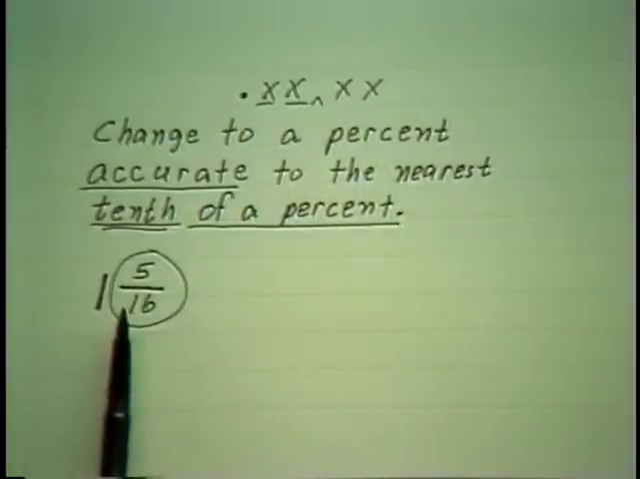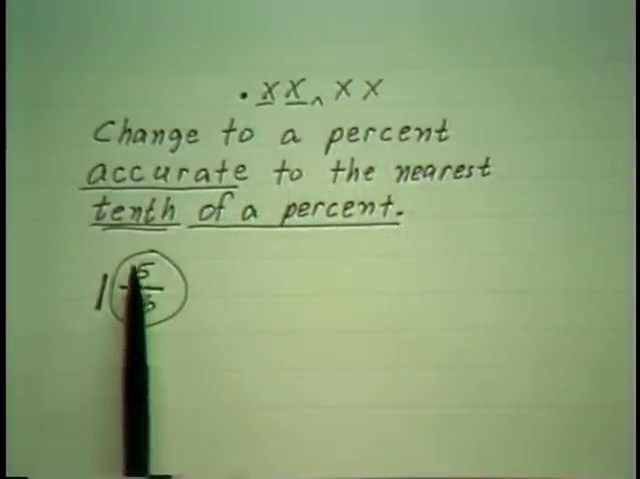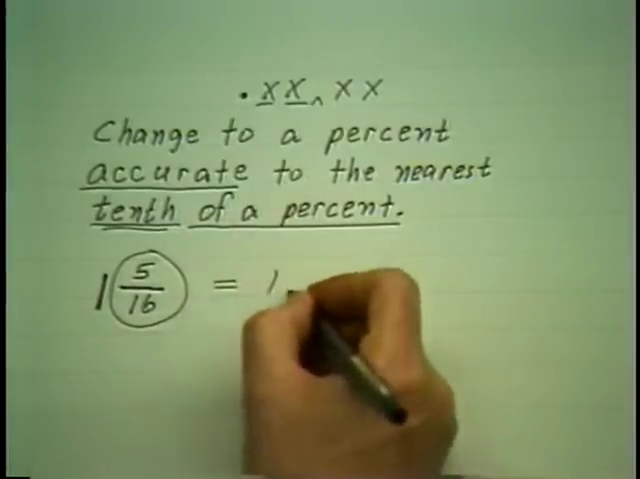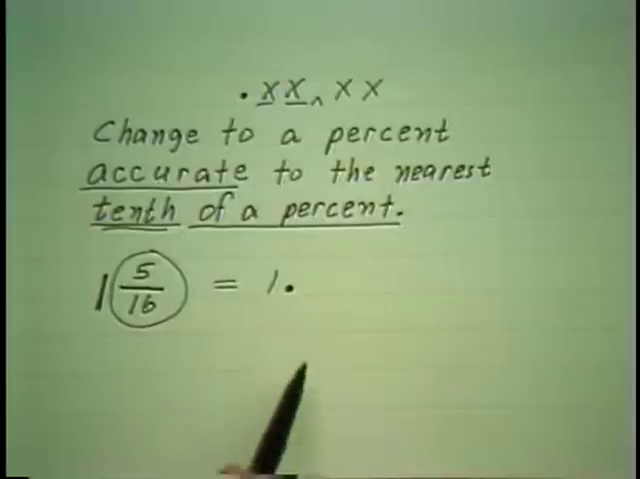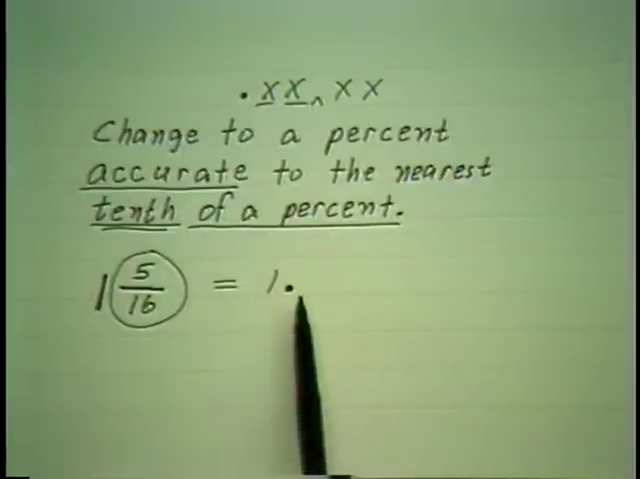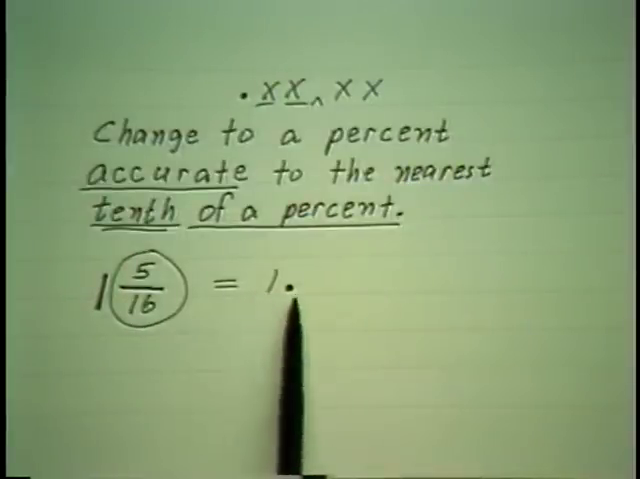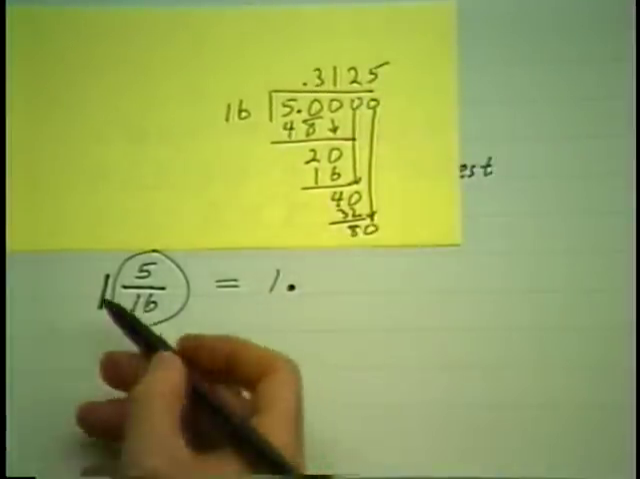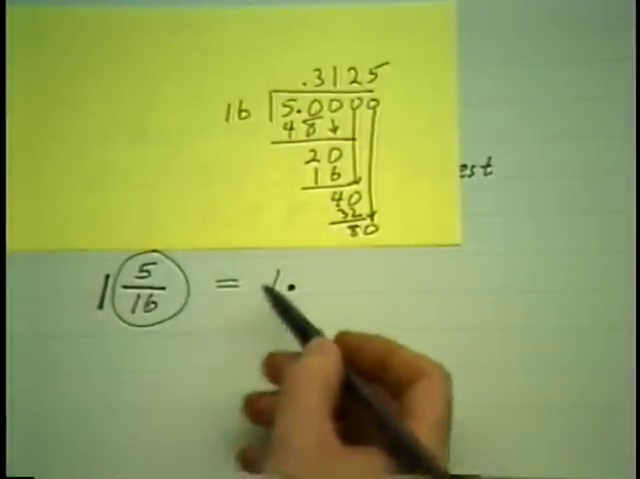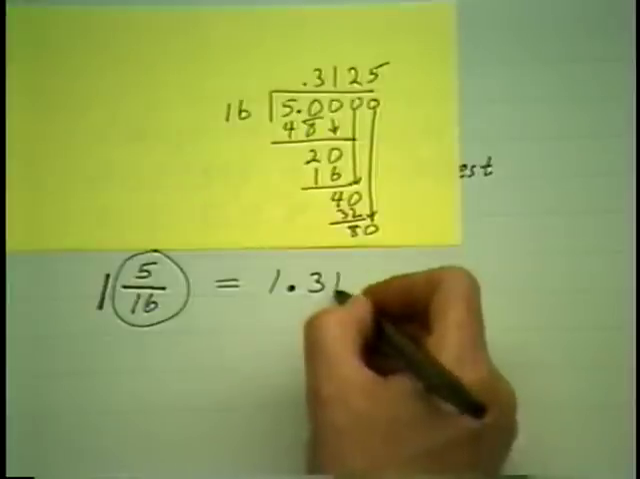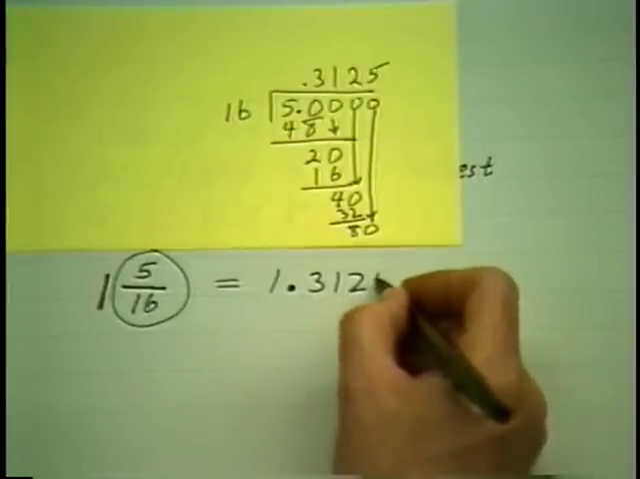Now what about the 1? Well, this is 1 5/16. As a decimal, we would say 1 and the decimal point becomes the "and," so we simply do this division and stick it on against that "and." Doing that, we get this. So we have 1 and 5/16, and our 5/16 has become 3, 1, 2, 5.